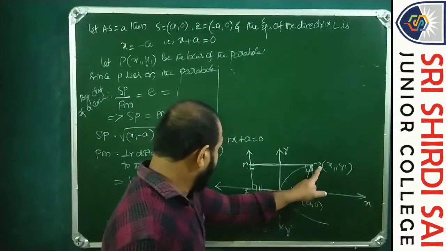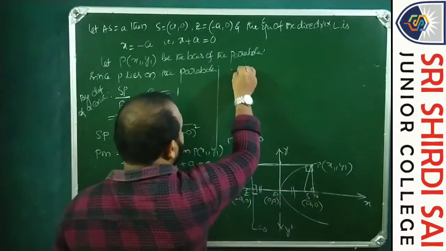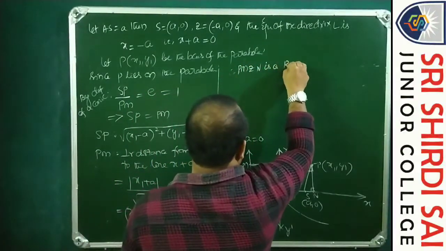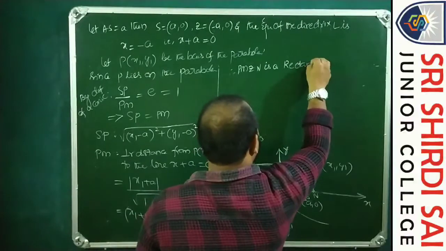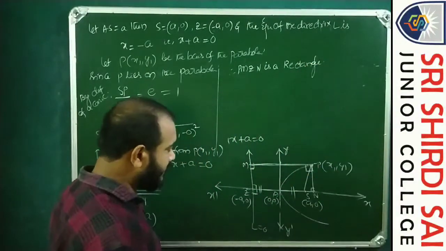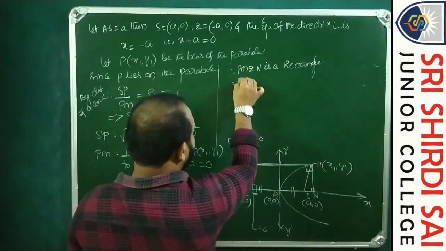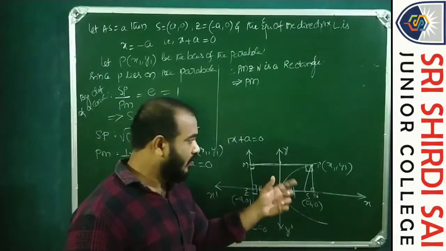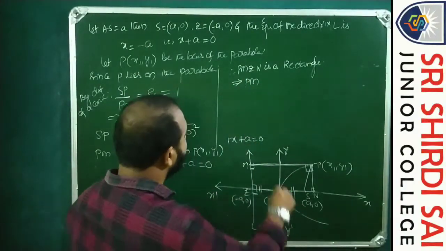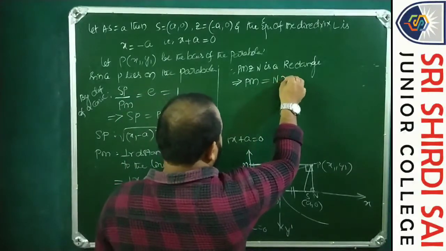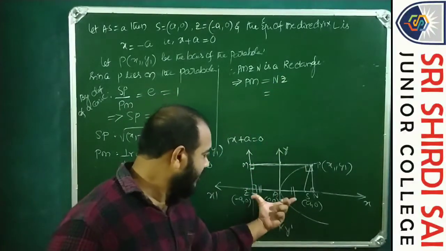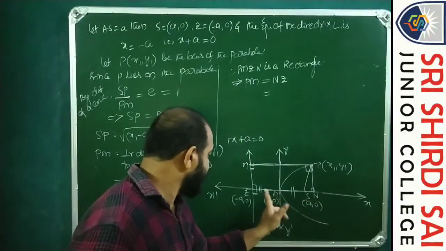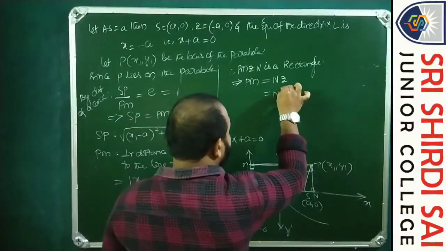Therefore, PMZN is a rectangle. Then PM is equal to NZ, according to the property of rectangle: opposite sides are equal. And what is this NZ? NZ is nothing but NA plus AZ.